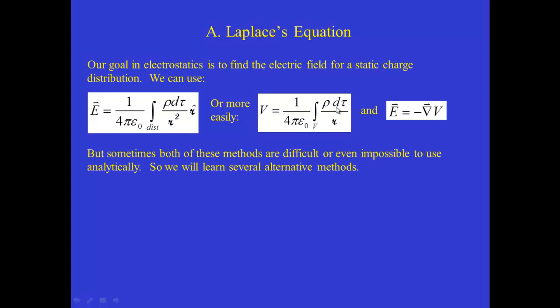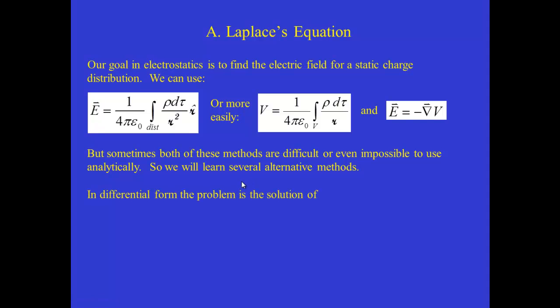However, there are lots and lots of cases, many of which are described in Chapter 3, where both of these methods are either difficult or even downright impossible to use in an analytical form. So we're going to learn several alternative methods, some of them approximate ones, that will allow us to find the potential of a charge distribution.